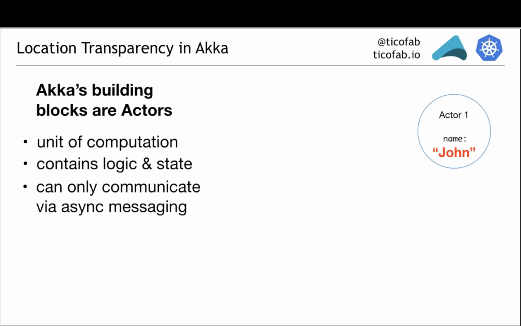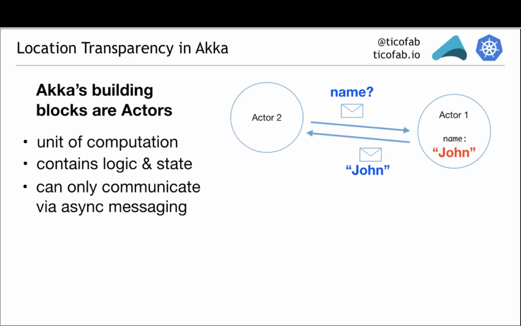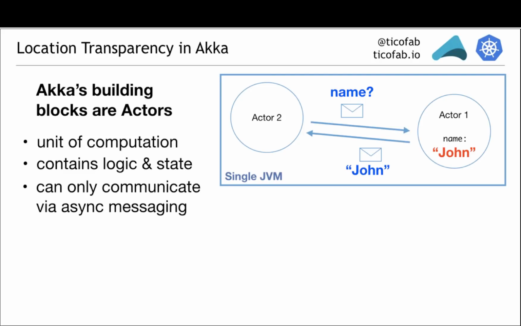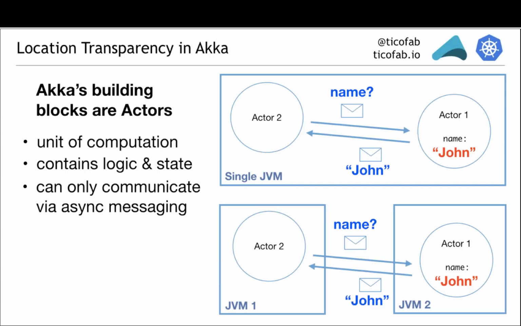So if I have another actor, and this other actor needs to know what is the name of the first actor, the only way to access it is to ask. Actor 2 can send a message to actor 1 asking what is your name, to which actor 1 will respond, John. And this is crucial in terms of location transparency, because if I have this thing running on a single JVM, I can easily move one actor to a different JVM, and the mechanics of their communication will stay exactly the same, just like my email example from earlier on.